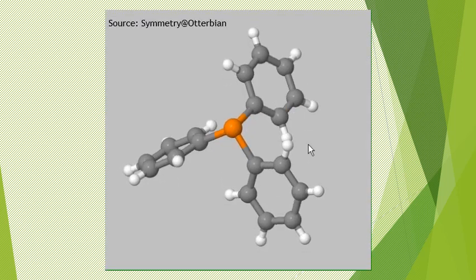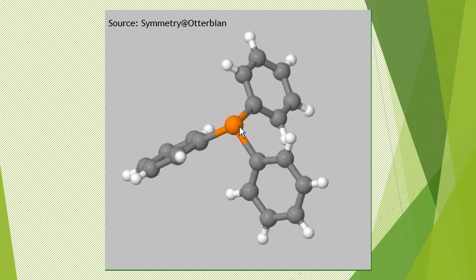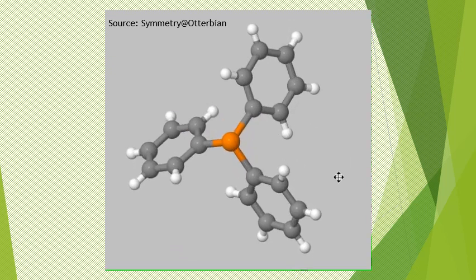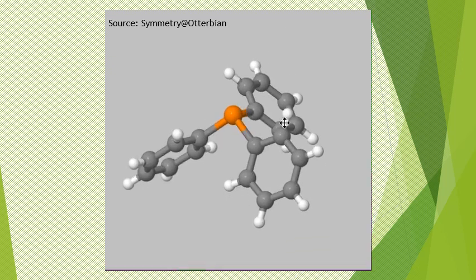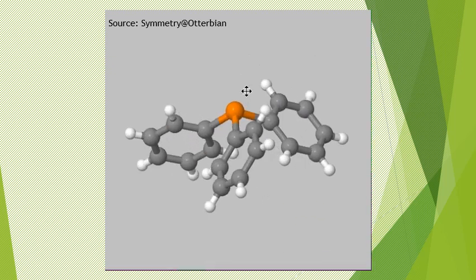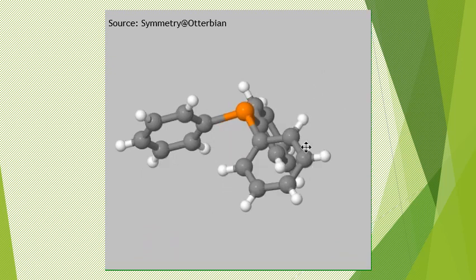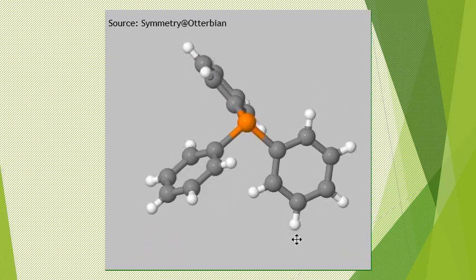This is triphenylphosphine. This atom is the phosphorus atom, and these three are phenyl rings. See, look at the orientation of the three phenyl rings. Those orientations are definitely different. Now we cannot have any planes in this case.